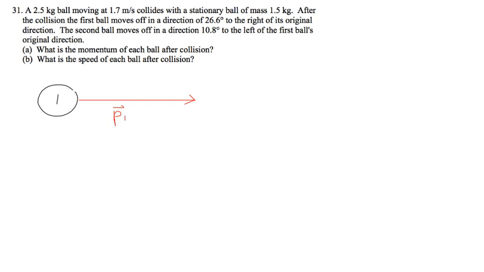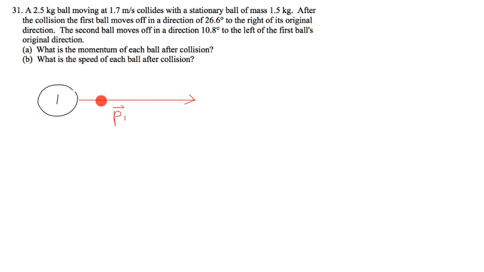I'm also making it so that it goes in the x direction so that all my momentum before collision is in the x direction. So it says that the first ball, so this ball right here, moves off in a direction of 26.6 degrees to the right of its original direction. So like I was saying before, if I wanted to go to the left, then I would have it where it's going to hit above the equator. That would send this ball that way.